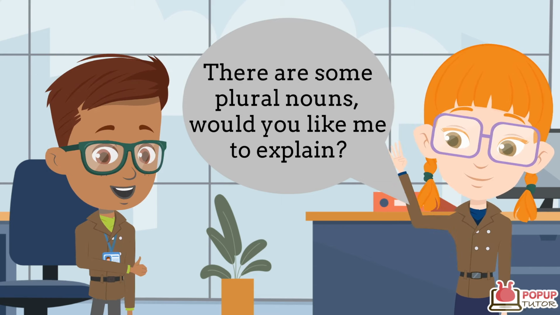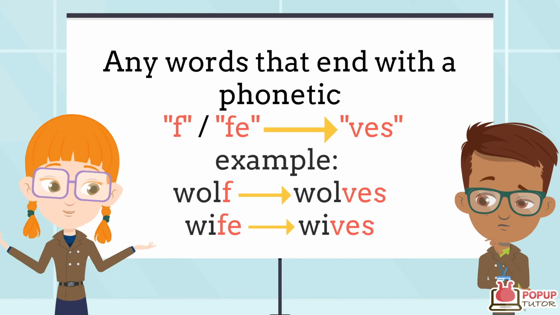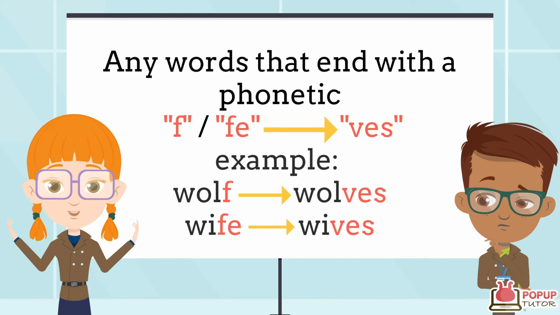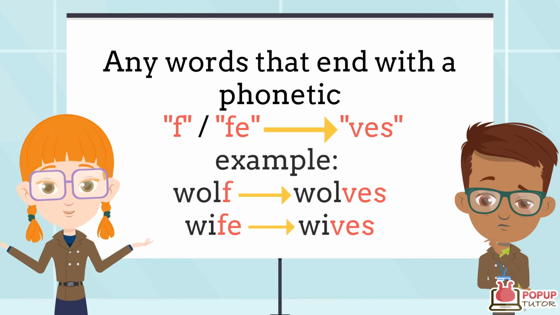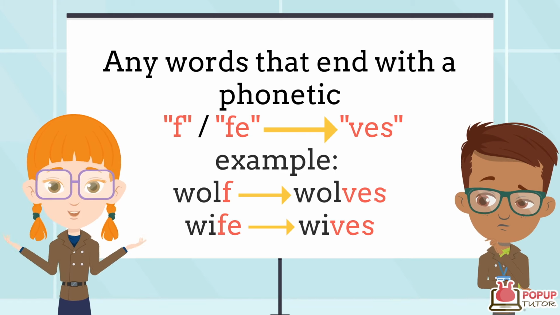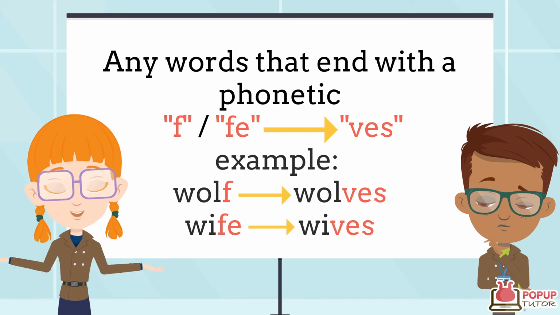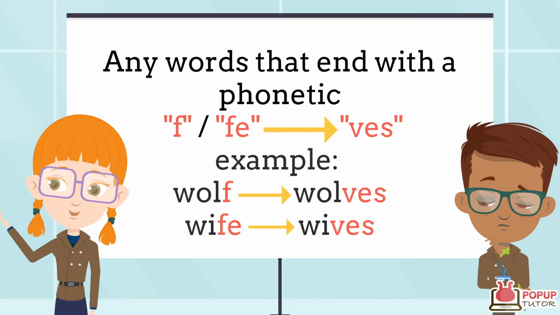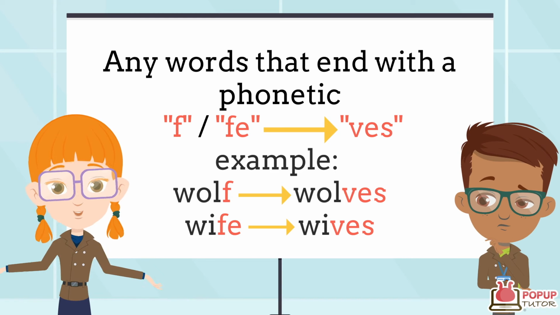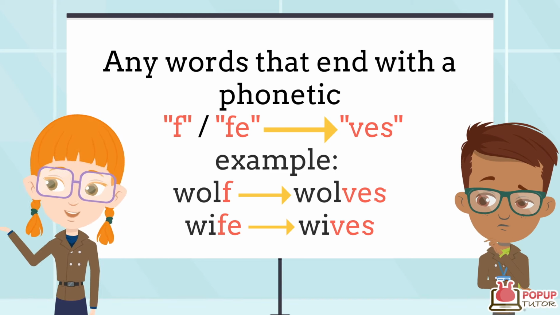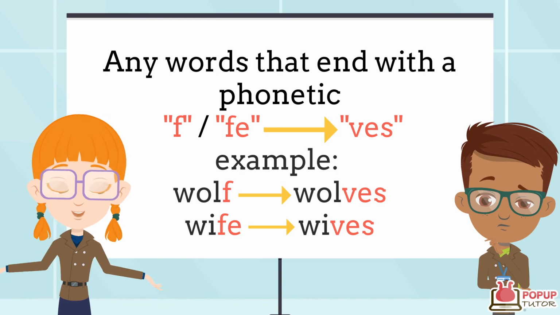Yes please. So, there are two new rules here that you found, Detective Dylan. The first one is for nouns that end with a phonetic sound F. To make the noun plural, you don't just add an S onto the end, you take the F off, and replace it with VES. For example, the plural of wolf will be wolves, and the plural of wife will be wives.